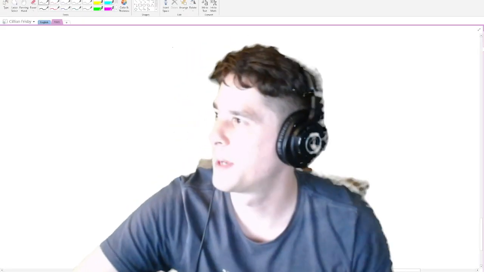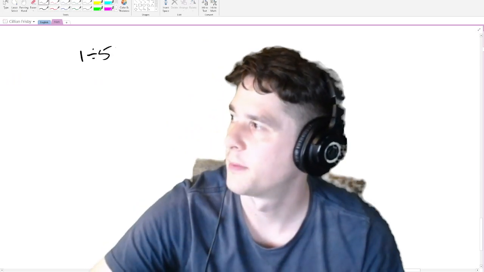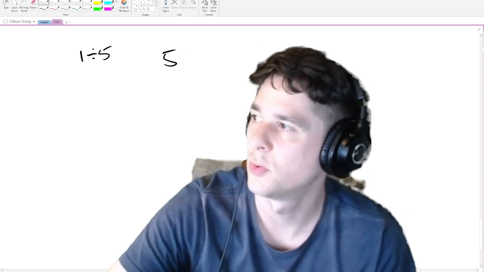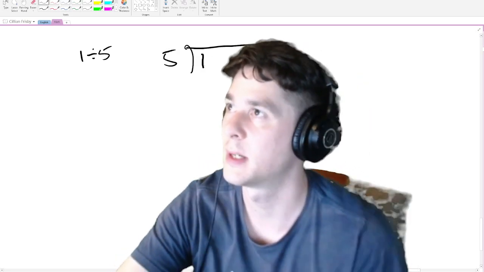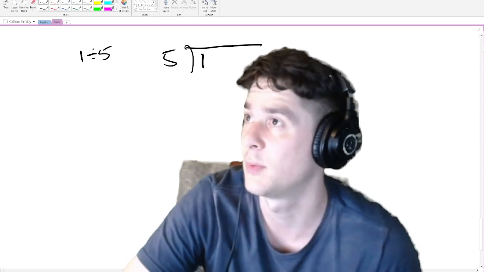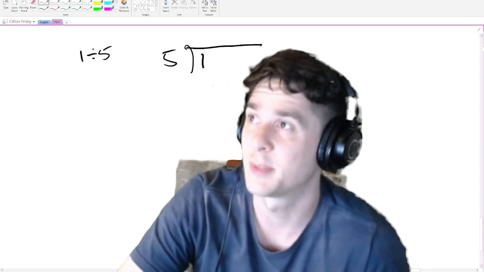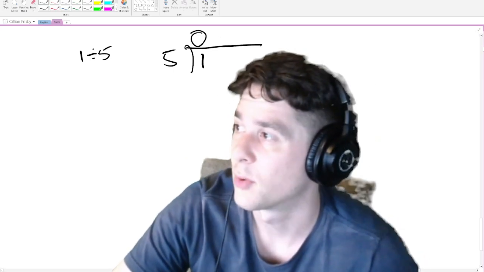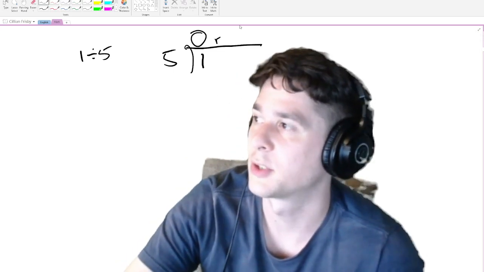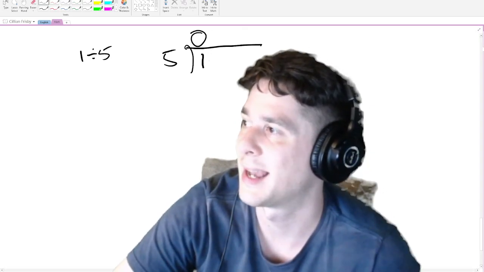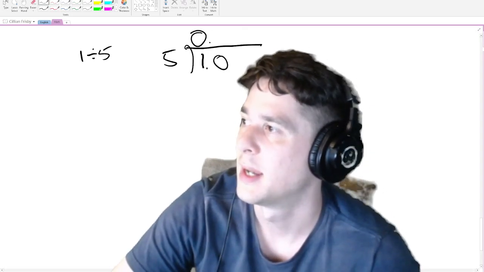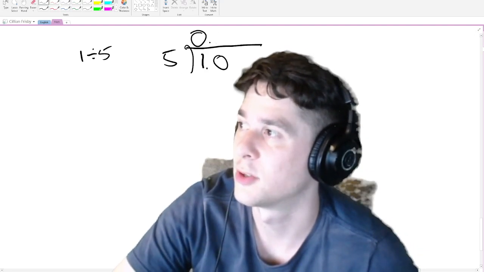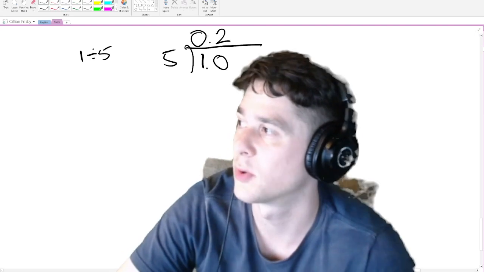Basically, 1 divided by 5 is the same thing as 5 into 1. This is counterintuitive because 5 is bigger than 1, so immediately we hit a stumbling block. How many times does 5 go into 1? Well, it doesn't. We could say remainder 5, but we're not going to do that. Instead we add a decimal and a 0, and now we go 5 into 10. And 5 goes into 10 2 times, so we have no remainder, and we get 0.2.